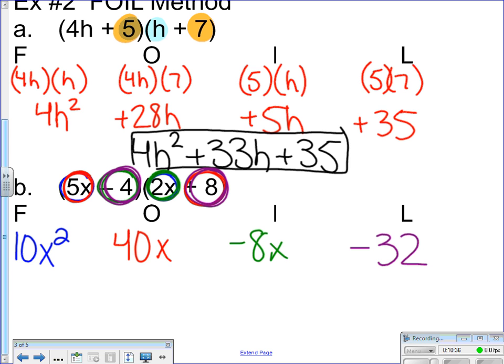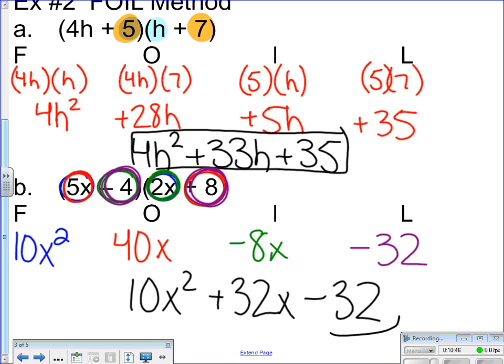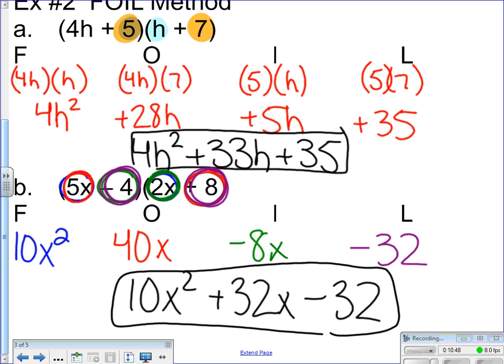Again, combine your like terms. 40x minus 8x, 40 minus 8, 32x, and then bring your minus 32 down. And that is your final answer. All right, so if you like distributive property, you like FOIL, you like vertical, doesn't matter. Pick the one that works best for you. Next slide.